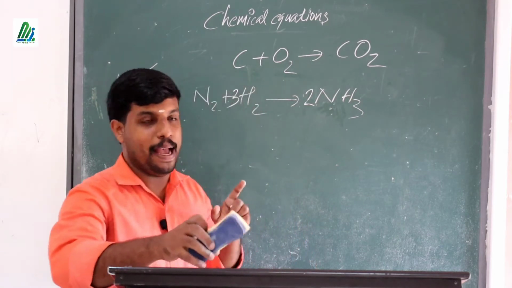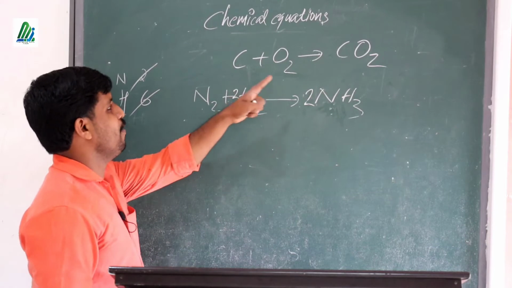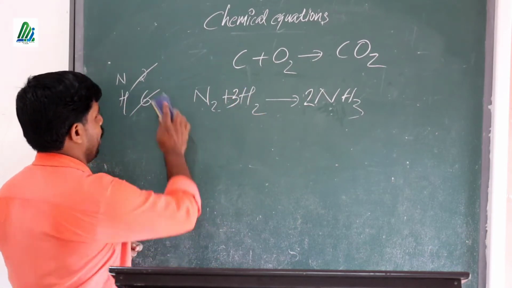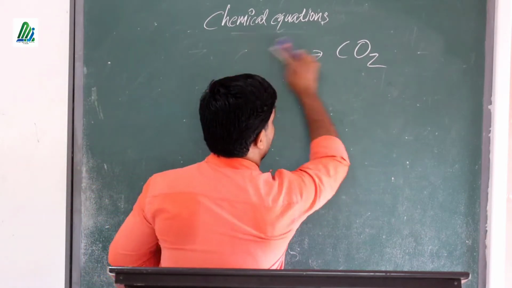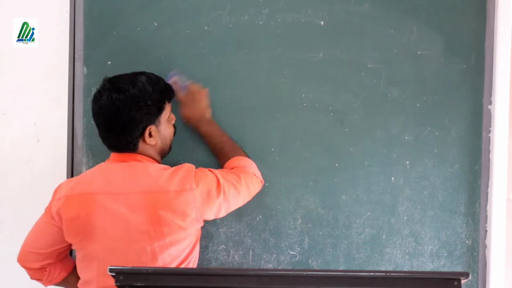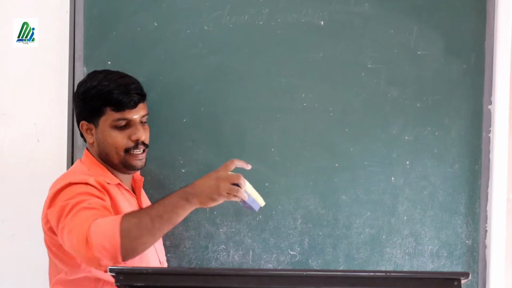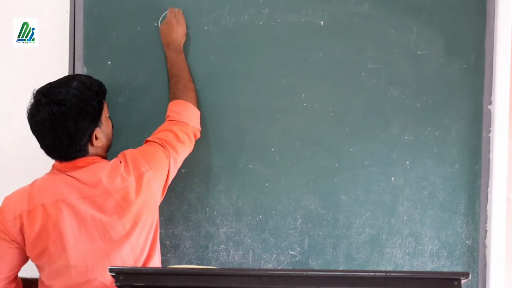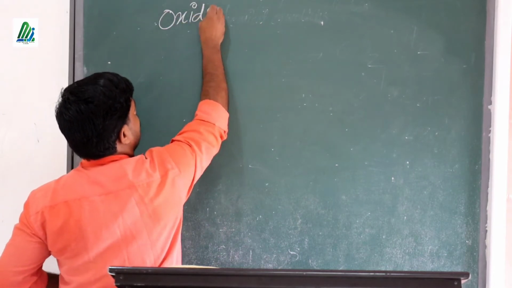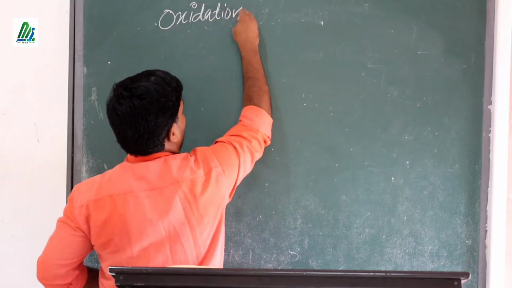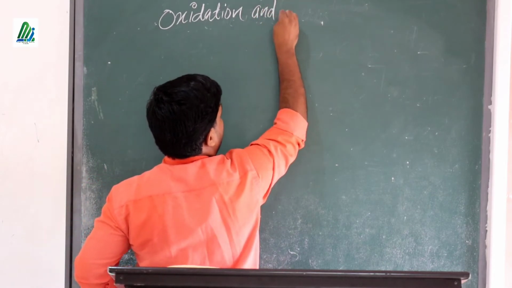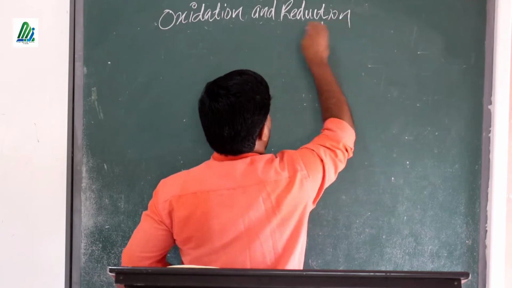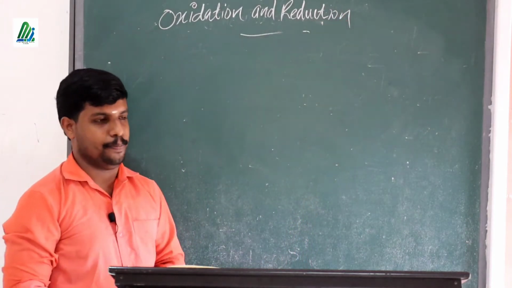In our previous class, we discussed the balancing of a chemical equation. Like that, we can balance each equation. Now, today we are mainly discussing a new topic related to oxidation and reduction. It is very important in this chapter, and it is the base of this chapter. Okay, what are the things we want to discuss here?